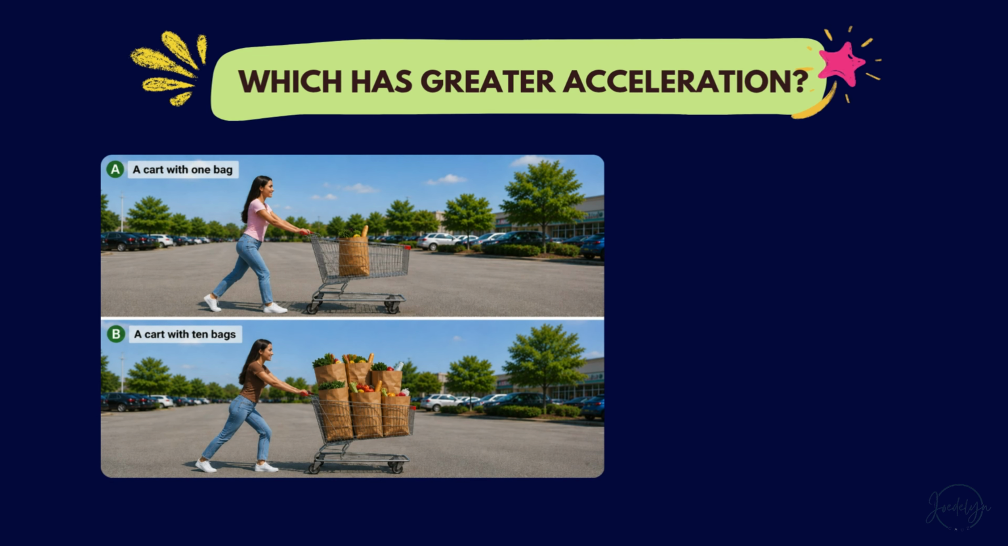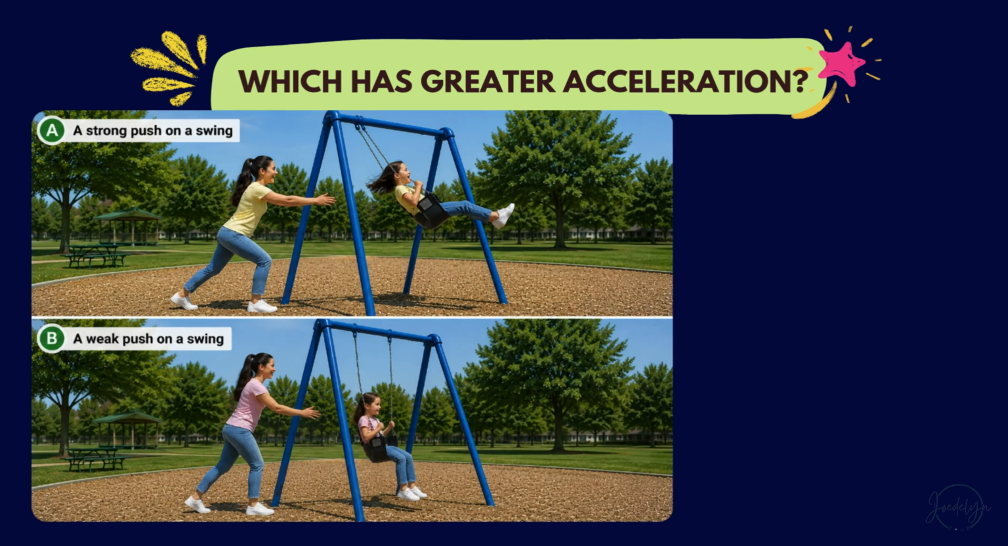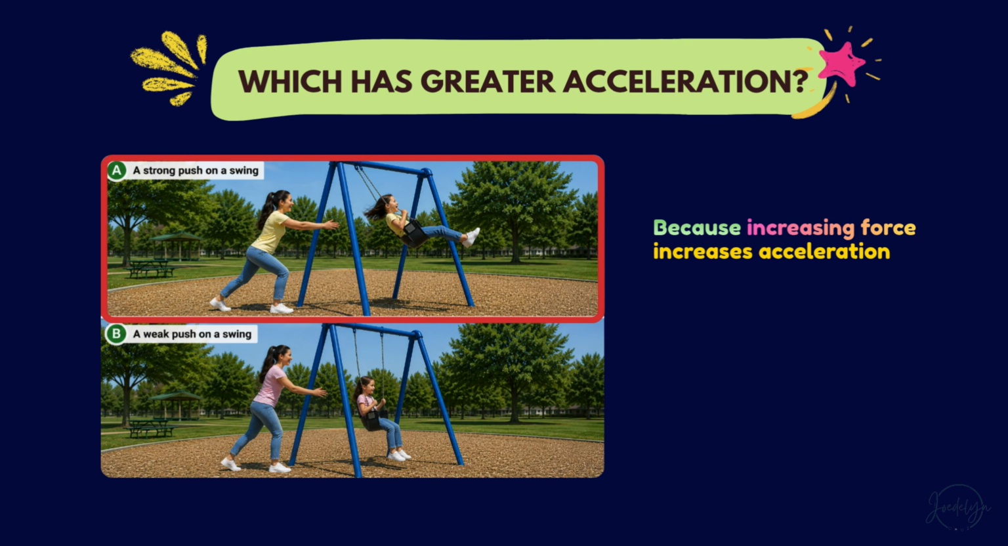Number 4, A, a cart with 1 bag, or B, a cart with 10 bags. The answer is A, because less mass means less resistance to acceleration. And number 5, A, a strong push on a swing, or B, a weak push on the same swing? The answer is A, because increasing force increases acceleration.